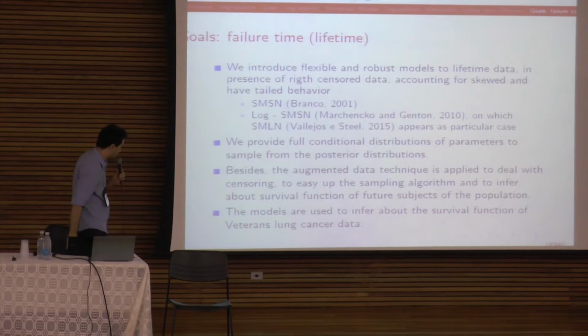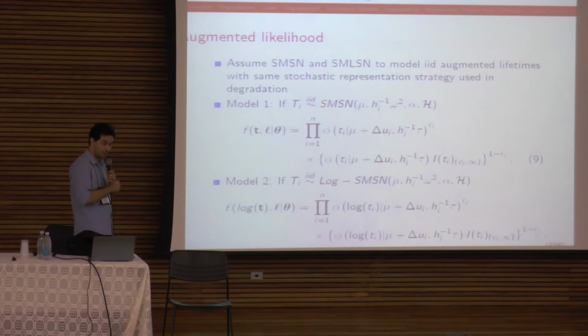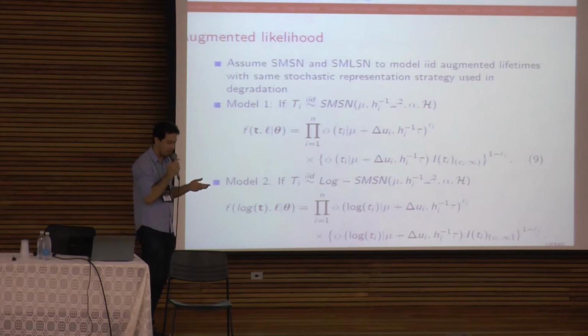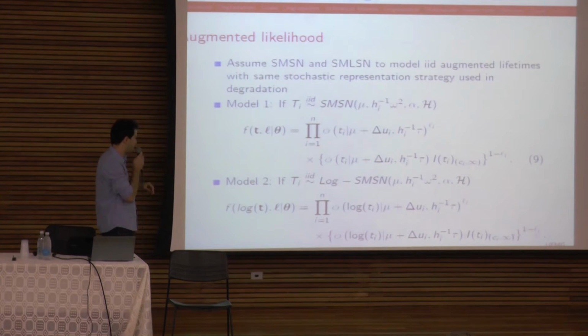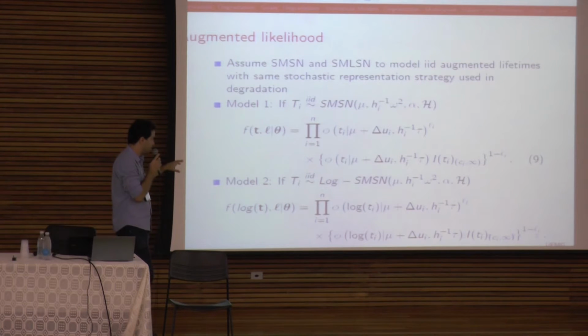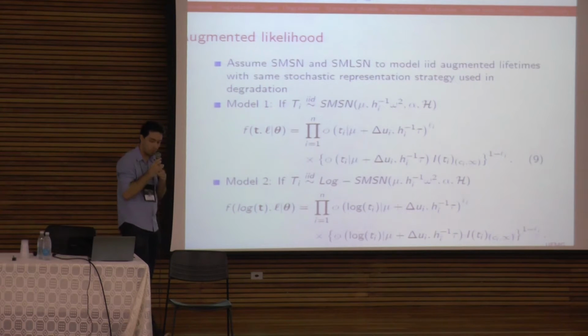And we apply the developed model for the veterans' lung cancer data. So here we have to augment the data. So I'm going to present very fast. We have two models. One, the failure time is a scale mixture of Skew normal. The second one is a log scale mixture of Skew normal. We use the mixture representation I presented before, with that Li indicating accounting for censoring or not.